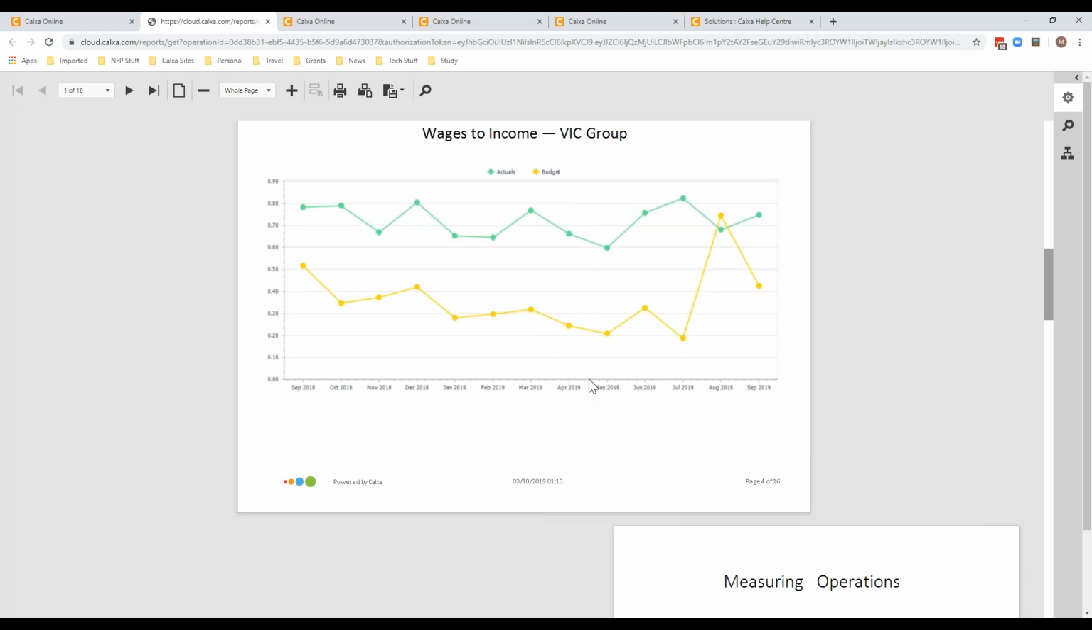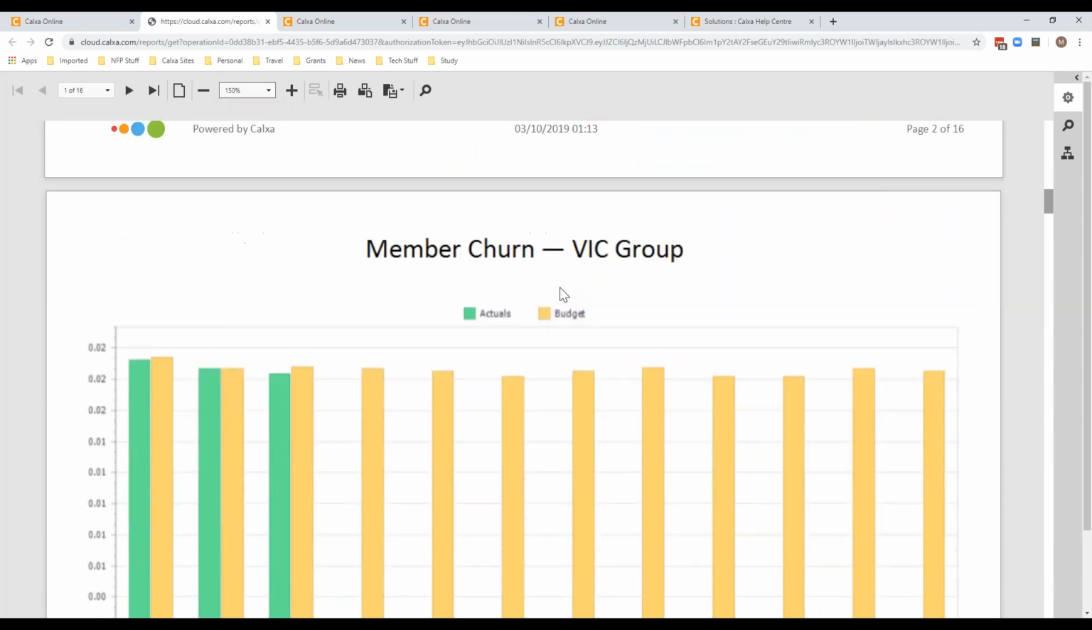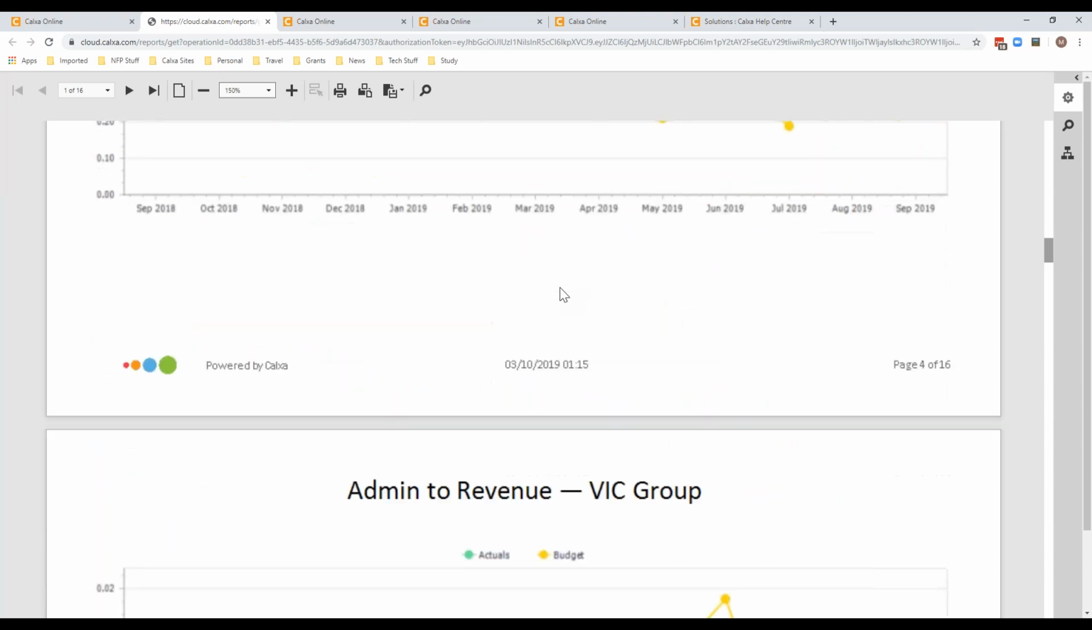I like the 13-month rolling charts for my KPIs, because if I'm reporting on September 2019, I can see not just the trends of the last 12 months, but I can also see the same period last year. So I can see that, yep, last year our wages to income percentage was quite high. We've reduced it this year. Let's just make that a bit bigger for you. See if that's a bit clearer for you.